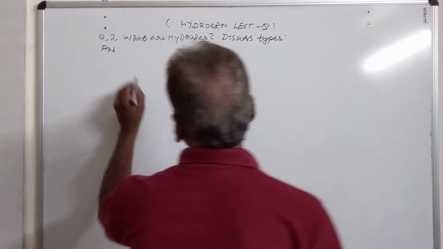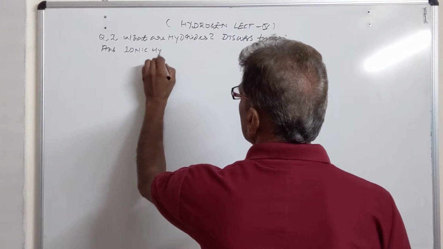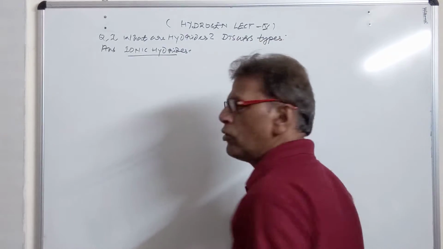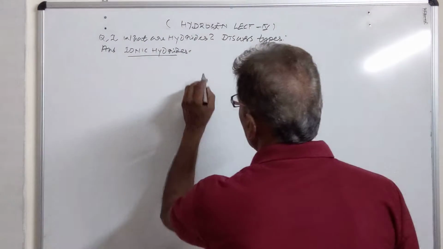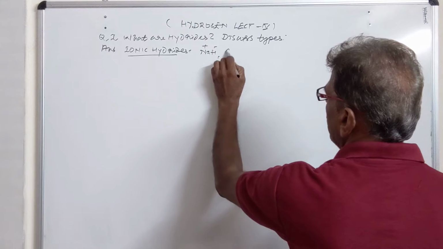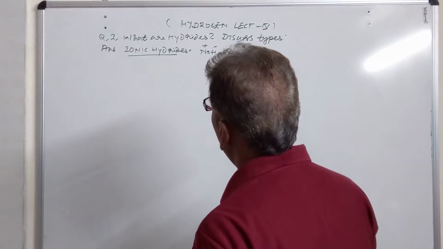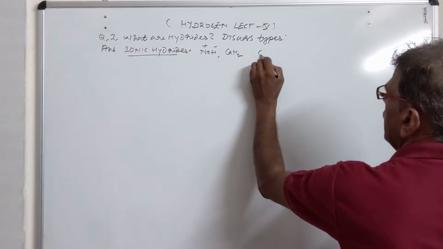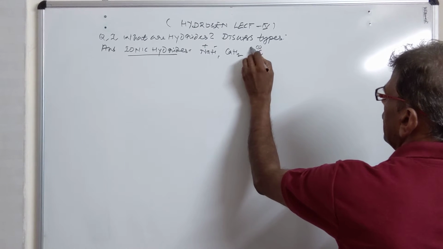Number one, ionic hydrides. These are the compounds of hydrogen with more electropositive metals like sodium, calcium, etc. We have example sodium hydride, we have calcium hydride. So they are having ionic character, that's why they are called ionic hydrides. We also have acetylene, sodium acetylide. It is also having some ionic character.